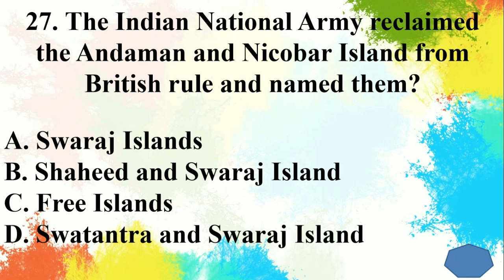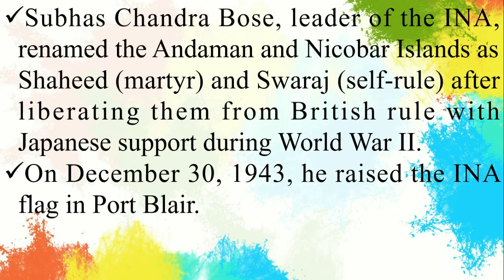Question 27. The Indian National Army reclaimed the Andaman and Nicobar Islands from British rule and named them? Answer: Shaheed and Swaraj Island. Subhas Chandra Bose, leader of the INA, renamed the Andaman and Nicobar Islands as Shaheed, Martyr, and Swaraj, self-rule, after liberating them from British rule with Japanese support during World War II. On 30th December 1943, he raised the INA flag in Port Blair.